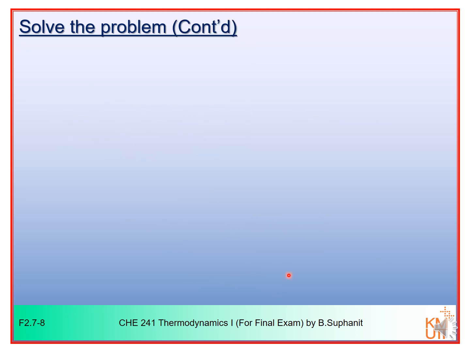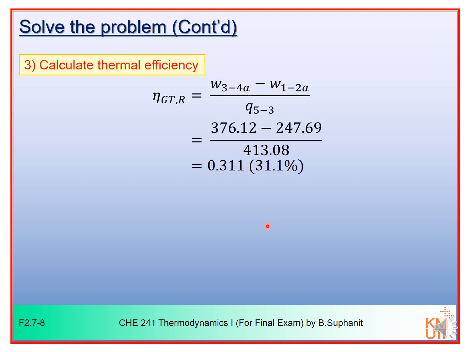Finally, we can use the updated heat input Q53 in the previously calculated W12A and W34A to determine the thermal efficiency of the regenerative gas turbine cycle. And we get 31.1% efficiency of this cycle, which is higher than 22.9% in the case without regeneration. So you can see that we have the regenerative gas turbine cycle with higher efficiency than the one without regeneration here.